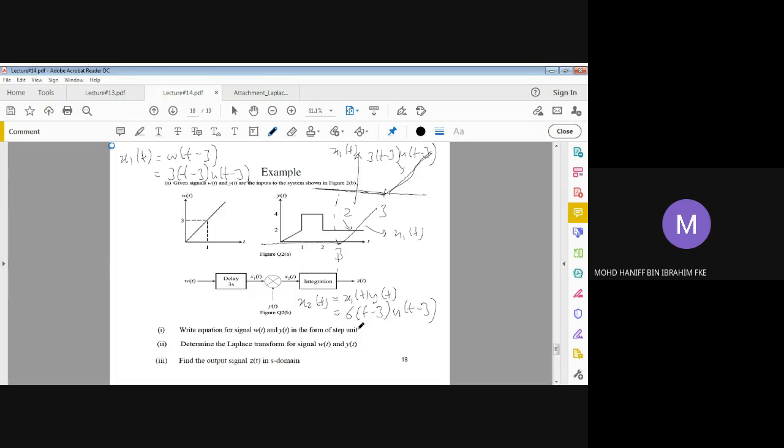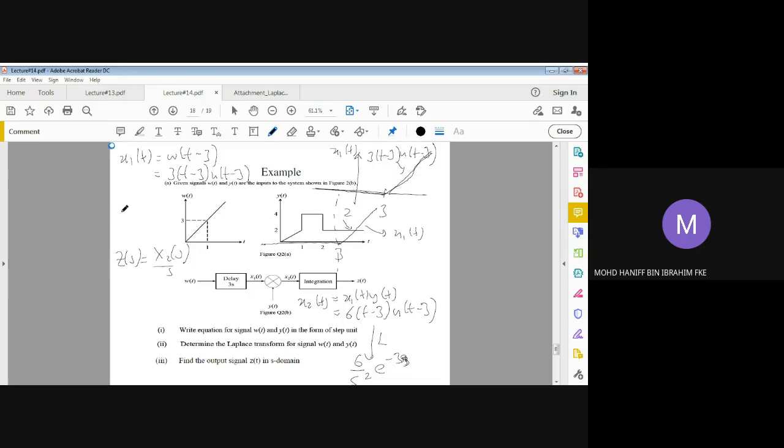From this particular case, we can do the Laplace transformation for the x2(t). So the Laplace transform will be equal to 6 over s squared times e to the power of negative 3s. So this will be the Laplace transform for x2(s). If we base on this diagram, we know that z(t) is the result of the integration of the x2, which means that we can write that Z(s) is basically X2(s) divided by s.